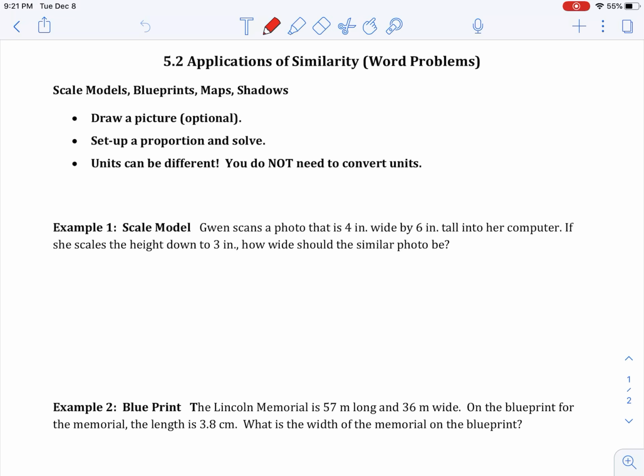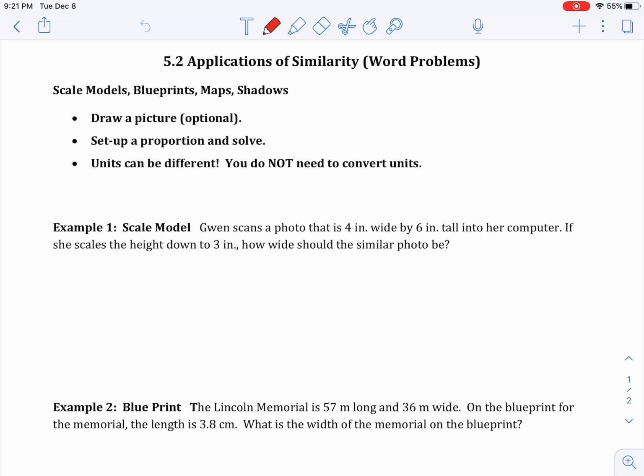All right, so the words you're going to see in today's word problems are things like scale models, blueprints, maps, or shadows. And so again, if you don't have a picture, I think it's helpful to draw a picture, but that is optional. I'm not going to be grading your picture, so if you don't need one, you don't have to draw it. You need to set up a proportion and solve it.